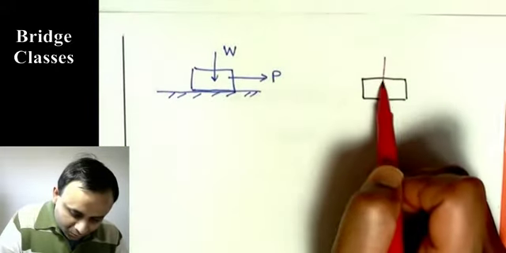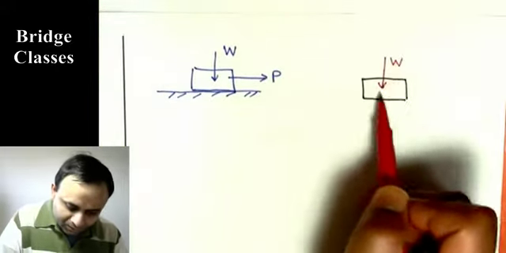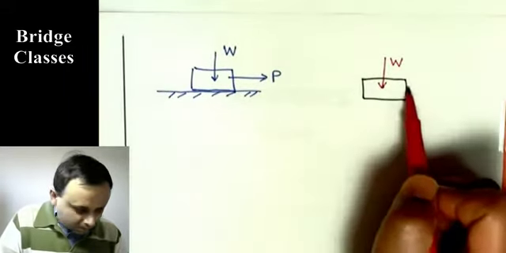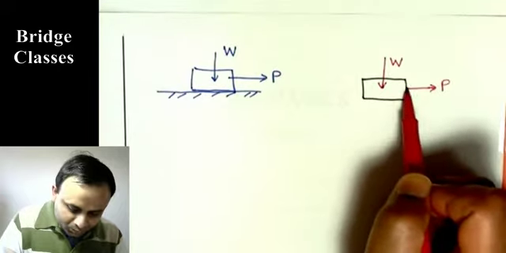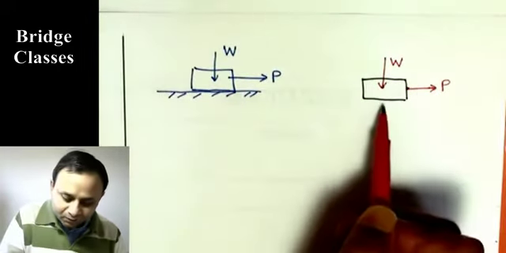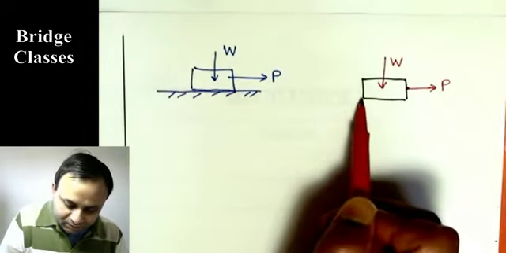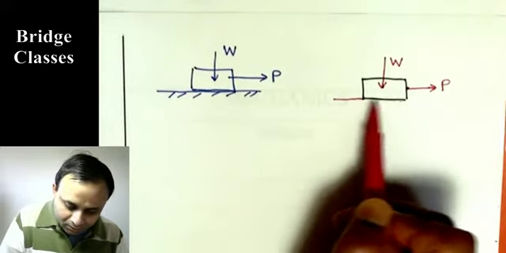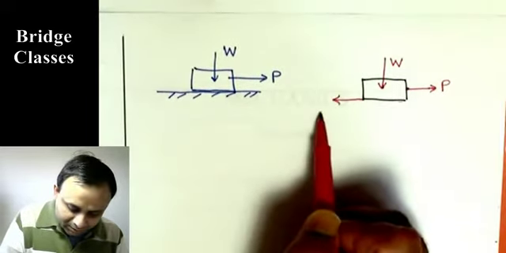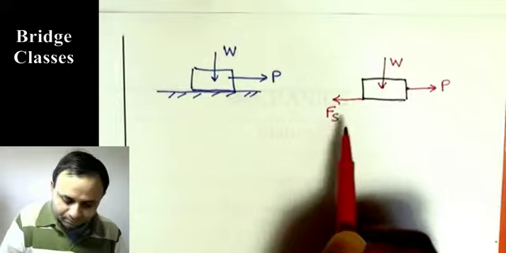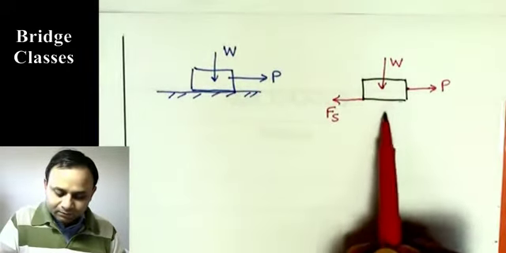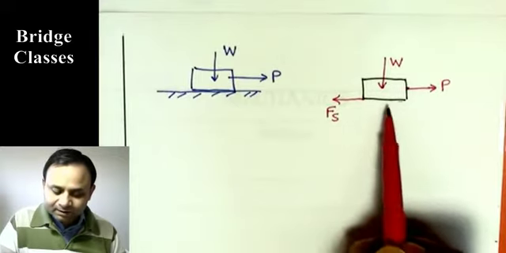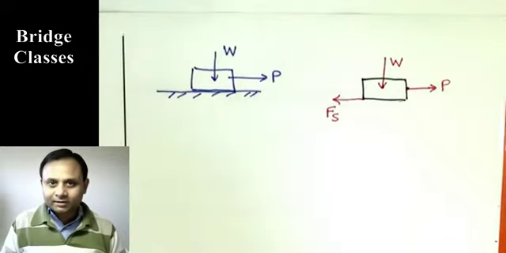So its weight W will act through its center of gravity. Say force P is applied here, from this point, and frictional force that acts on this surface, its line of action is along this, and it will be opposite to this, that is Fs. And we know normal reaction acts vertically up. But let us see at which point normal reaction will act.